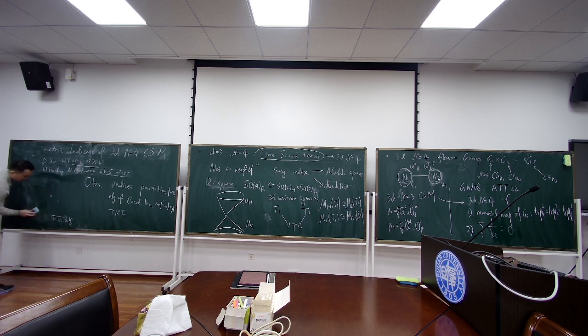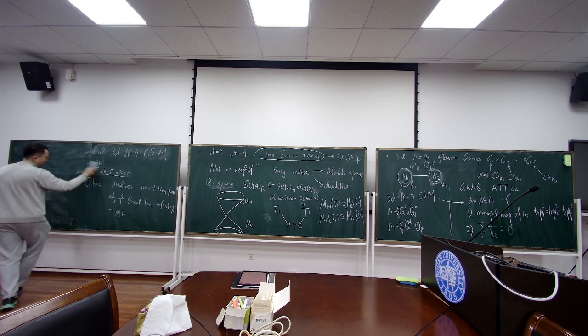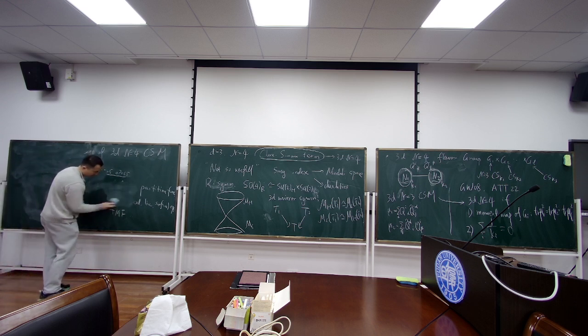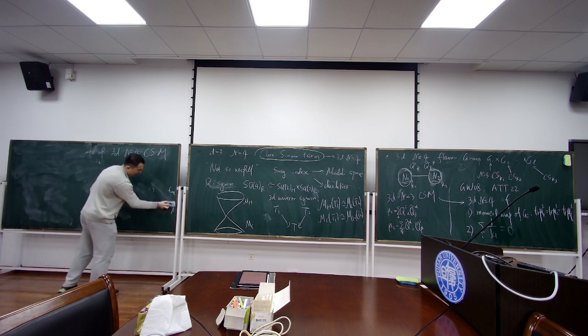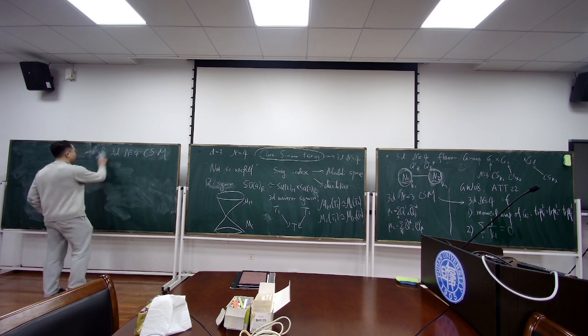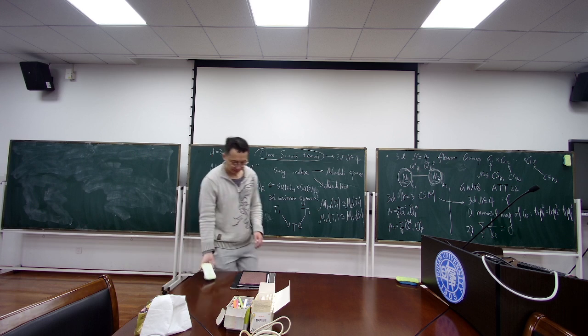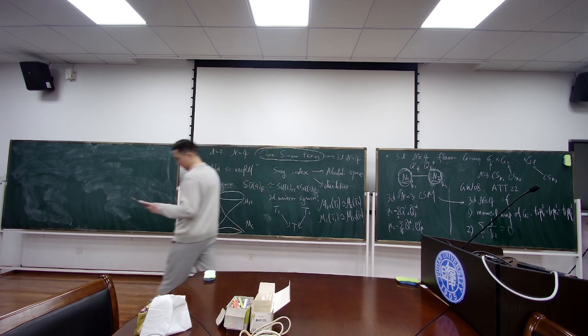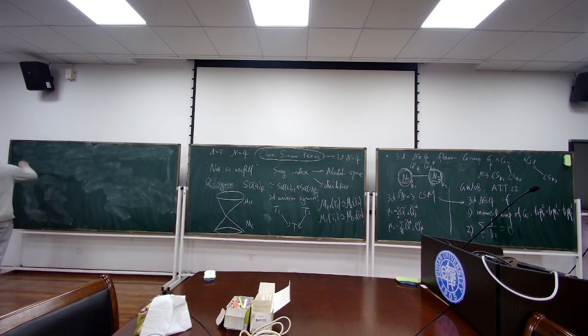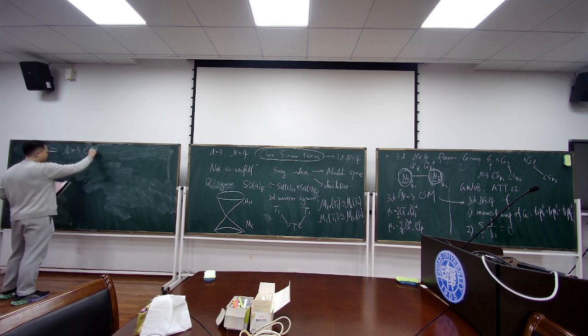Okay, let me first explain the mechanism behind this SUSY extension. This explanation was due to the ATT paper, and I found it very nice. So let me explain this mechanism. First we start with N equals 3 Chern-Simons matter.